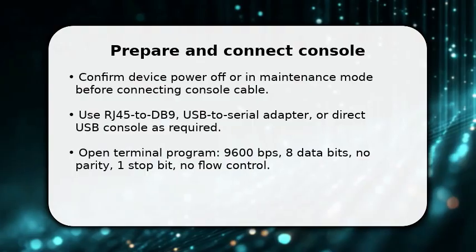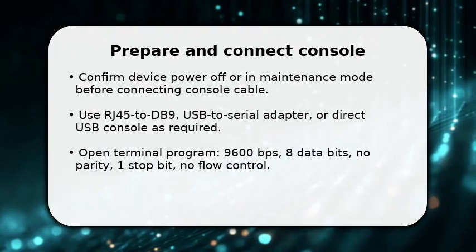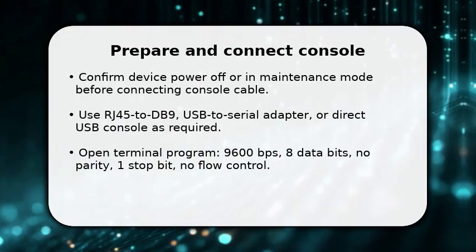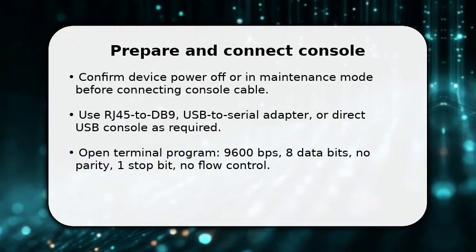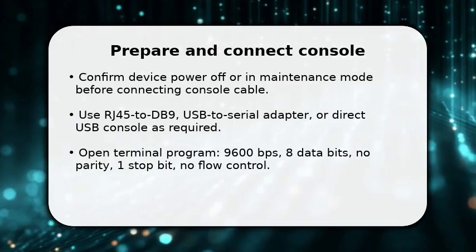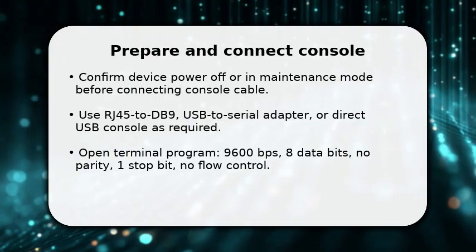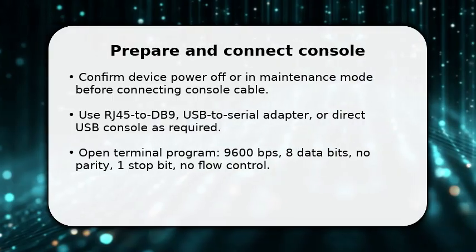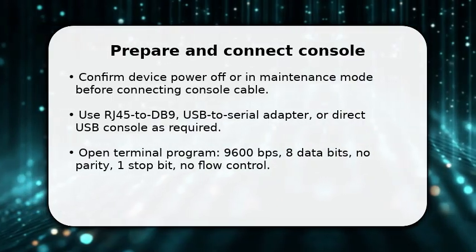You start by gathering gear and verifying access. Plug the correct console cable into the device and your adapter, then connect to your computer. Open your terminal program and set serial parameters to 9600, 8, no parity, 1-stop bit. This ensures clear communication. Once connected, power on the device if needed and watch the terminal for boot output.